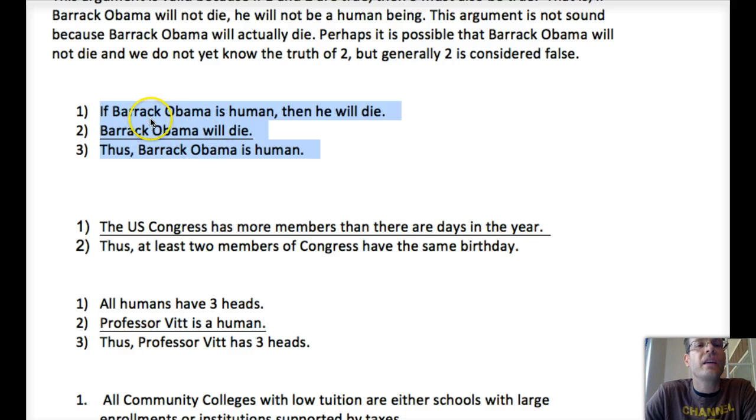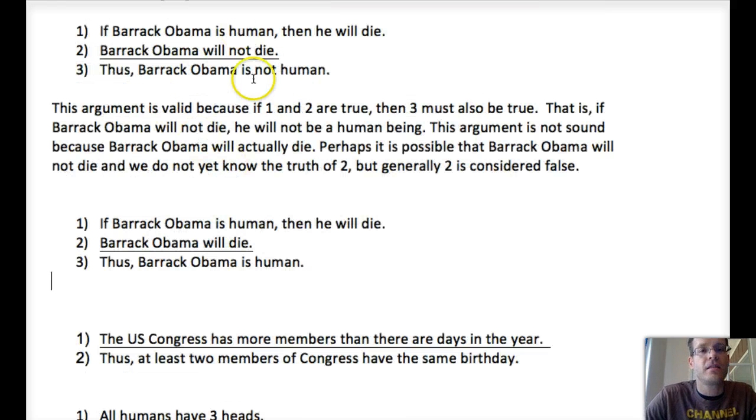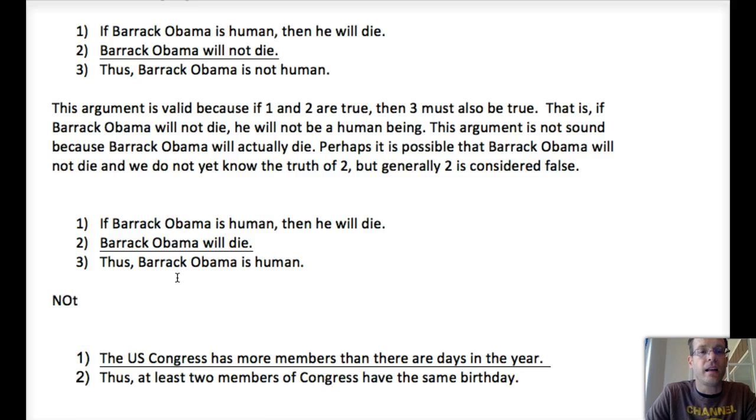Okay. If Barack Obama is human, then he will die. Barack Obama will die, thus Barack Obama is human. You might look at this and say, oh yeah, this is just like the first argument, but it's actually not. This argument is not valid, right?